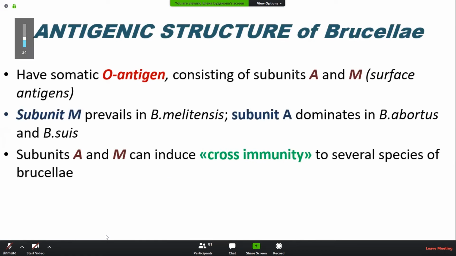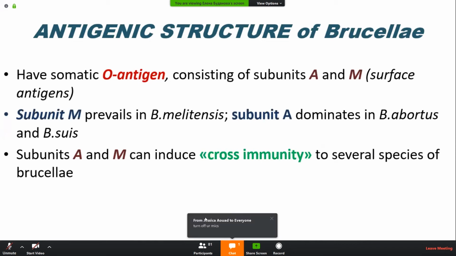May I continue? So vaccine against brucellosis is made of Brucella abortus.